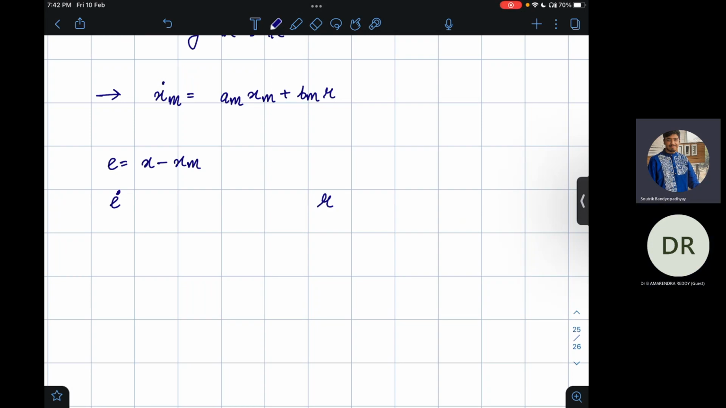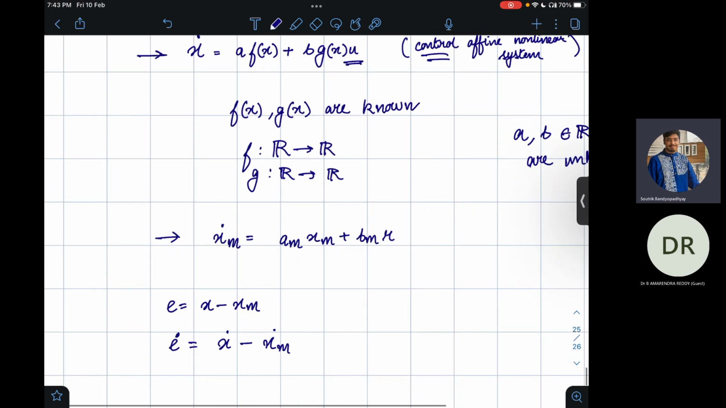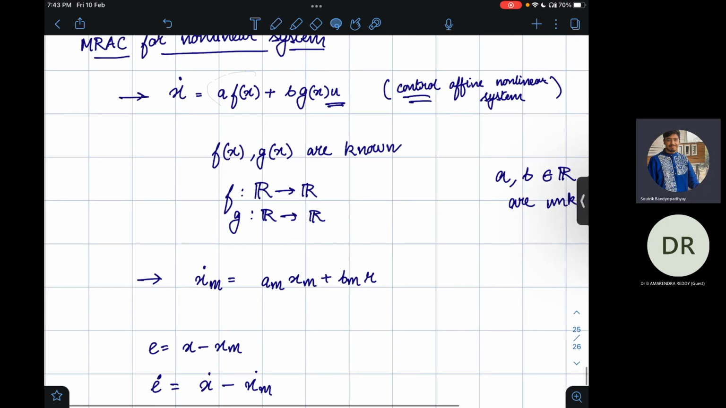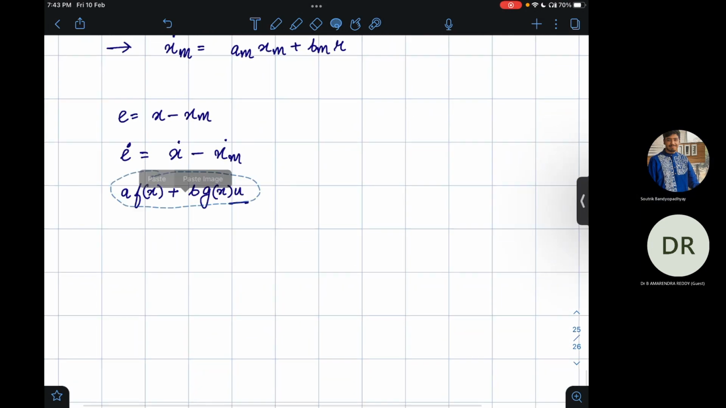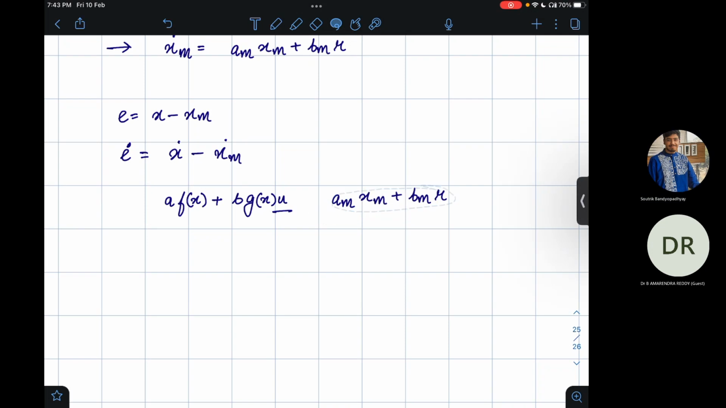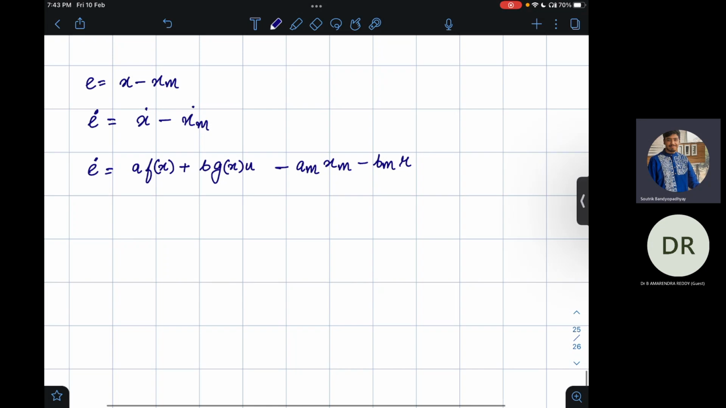In the filter tracking error, you had to have the observations for e dot and e, but this is not available to you. So let's compute e dot, which is x dot minus xm dot. Now I can substitute the entire thing here, here, and copy here. This is a tracking problem because we are trying to track these two different models together, right?